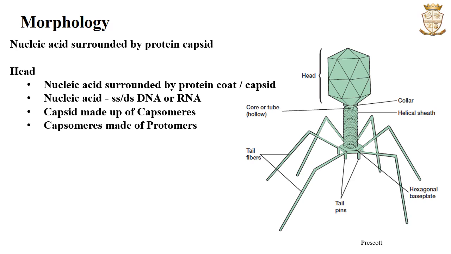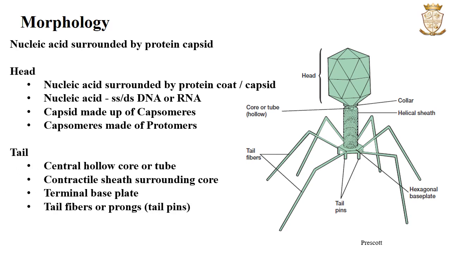The size of the head varies in different phages. Its size generally ranges from 28 to 100 nanometers. The nucleic acid in a phage may be either DNA or RNA, and it may be either single-stranded or double-stranded. The capsid is made up of several subunits known as capsomeres. The capsomeres in turn consist of a number of protein subunits known as protomers. So the protomers combine together to form capsomeres, and the capsomeres build up a capsid.